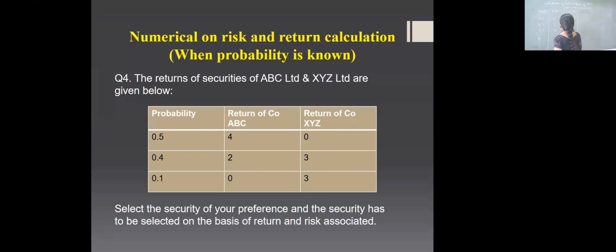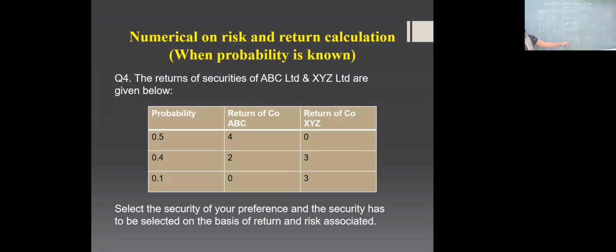Second one, 0.4 into 2 is how much? 0.8. Okay. Next one, 0.1 into 0 is 0. Any number multiplied by 0 is 0. So this is the expected return. Now try to find your total expected return. So summation of ER is your total expected return. How much is it? 2.8. So we know what return is to be generated by the company ABC.